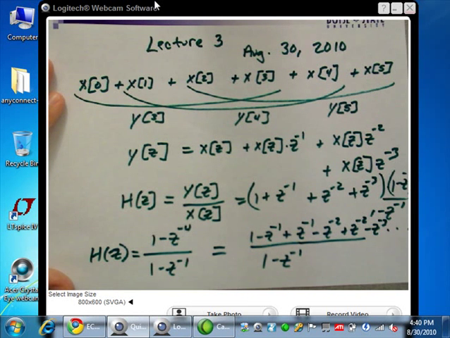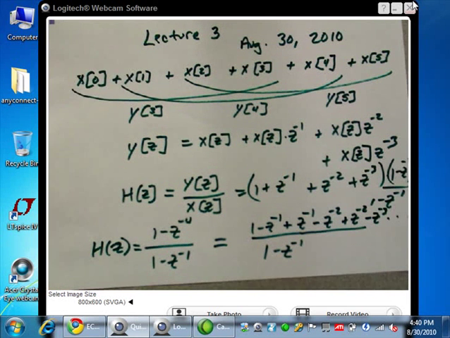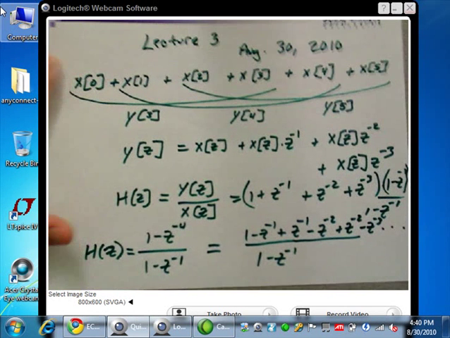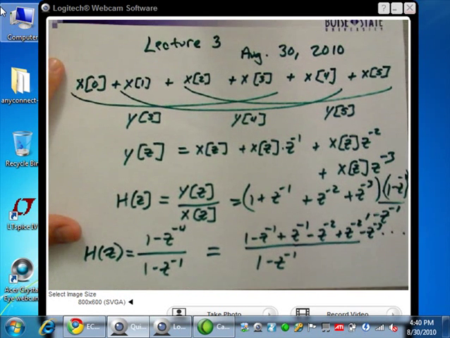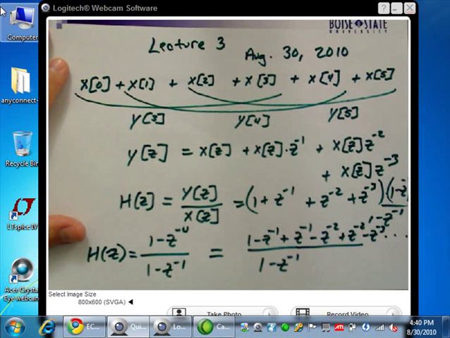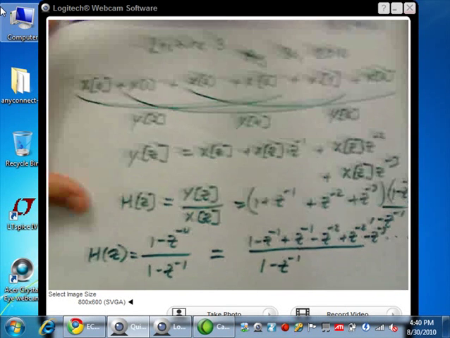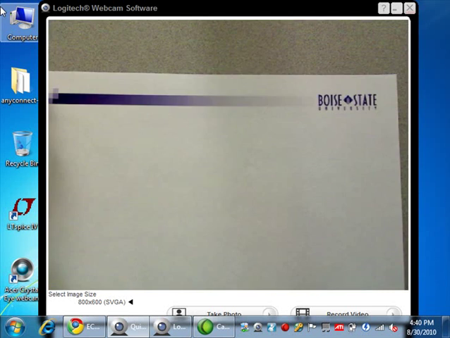Okay, so I want to go through and use all the stuff we talked about last time and plot this filter response, because we'll use it, like I said, later.